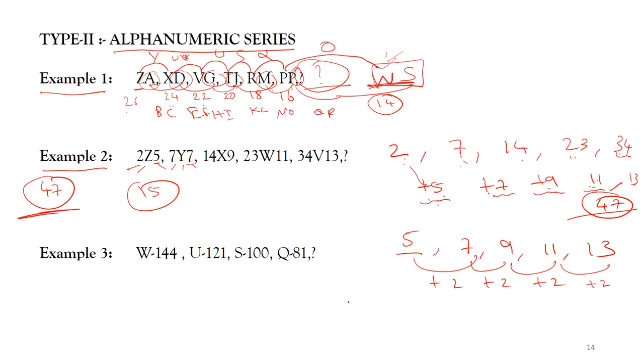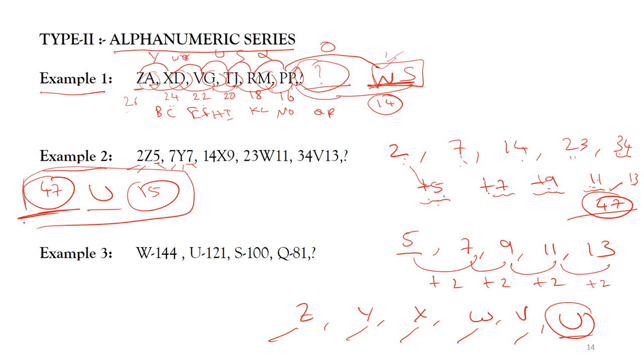Next, coming to the letters Z, Y, X, W, V. If you observe carefully, the alphabets are in reverse order. So Z, Y, X, W, V. So the next term should be U. So our answer for this example is 47U15. That is the answer. Clear? Hope everybody got the point.